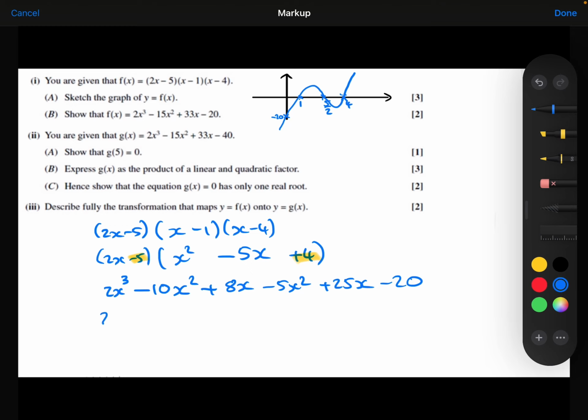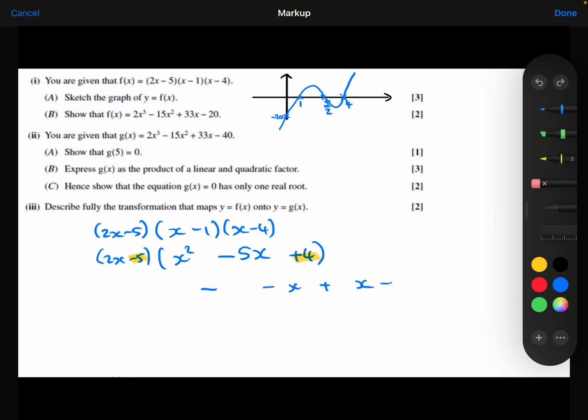Collecting like terms together then, we've got the 2x cubed by itself, but then we have the minus 10x squared minus the 5x squared, which is minus 15x squared. The 8x plus the 25x is 33x, and we have the minus 20. And that is what we needed to show. So that's part B of this question done.